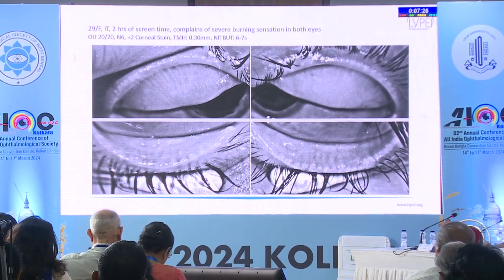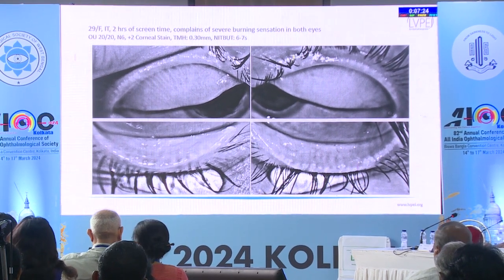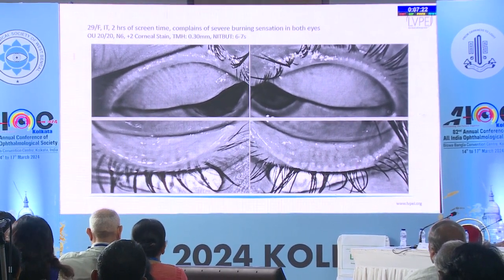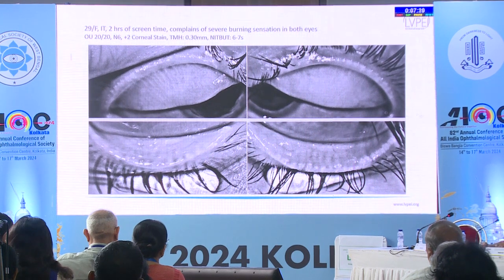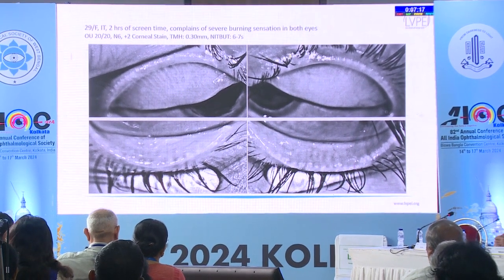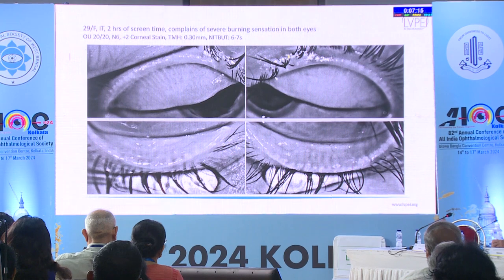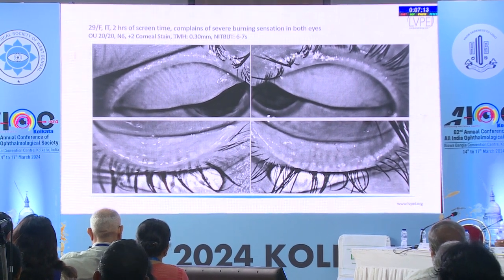Why do you think this patient has dropout? She's only 29 years old, a very young female, healthy otherwise, but no meibomian glands. Any guesses? What kind of drug?